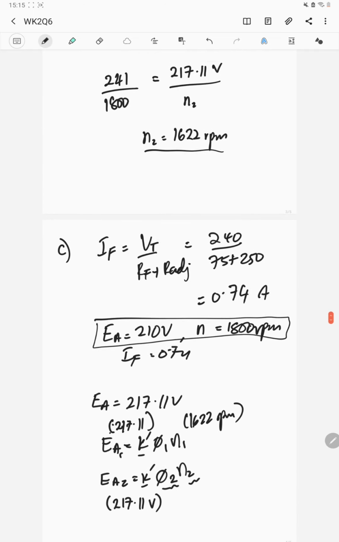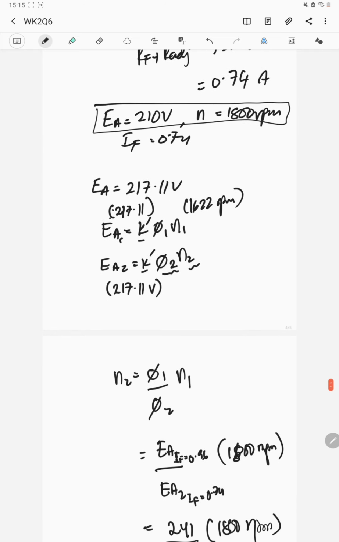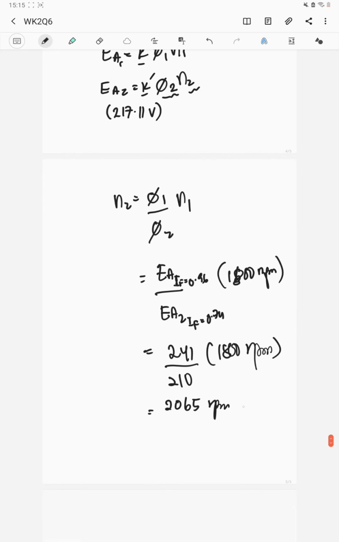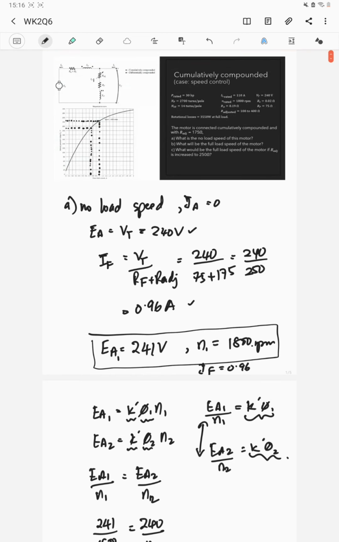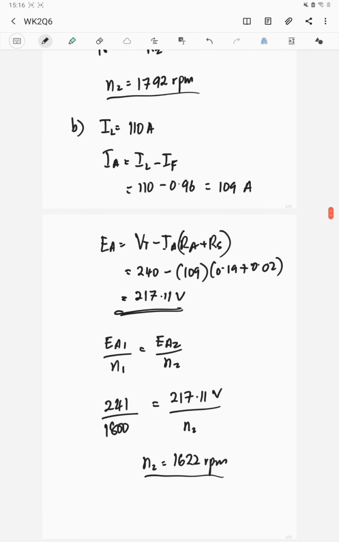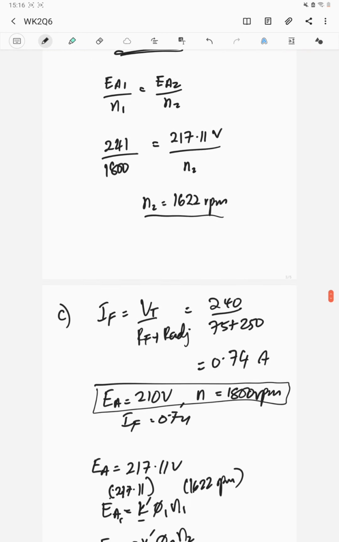Okay, so we can see that when we increase the R adjusted, obviously the speed goes up. Because of the increasing field resistance that is applied, we will have an increasing speed at full load. All right, so I hope that clears up the question.